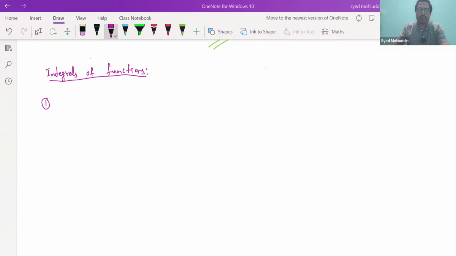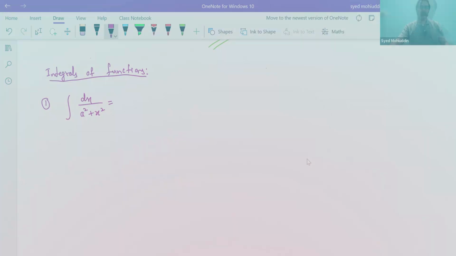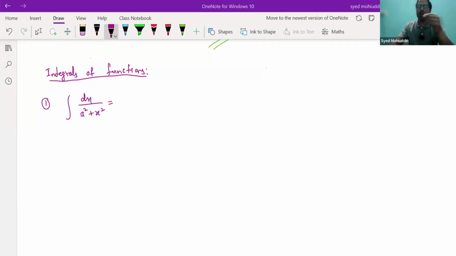Suppose you are having dx by a square plus x square. In that case, how do we solve this set of examples? However, we'll not be deriving the formulas. We'll just take these formulas directly, so you need to remember them. This is 1 by a tan inverse of x by a plus the constant of integration c.